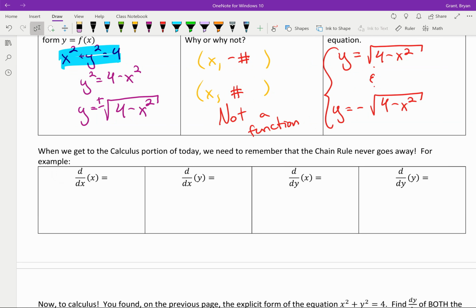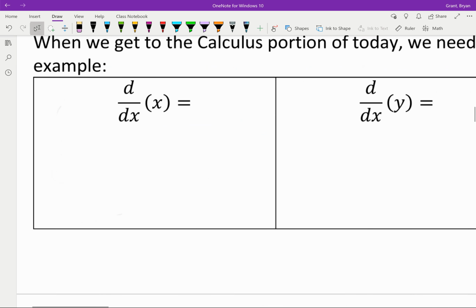And then we need to do one more piece before we get into our implicit differentiation, and that is realizing that the chain rule never goes away. And I'm actually going to show you two ways to deal with this, two ways to understand this. One of them is not mathematically great, but that's okay. So let's look at both ways.